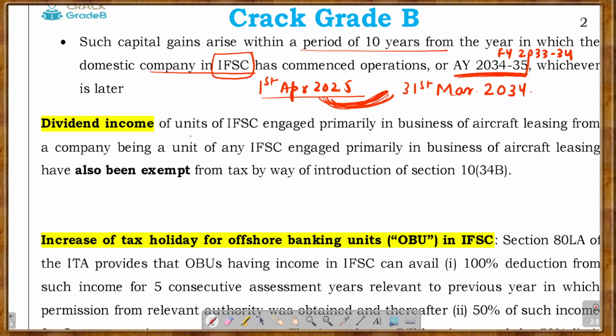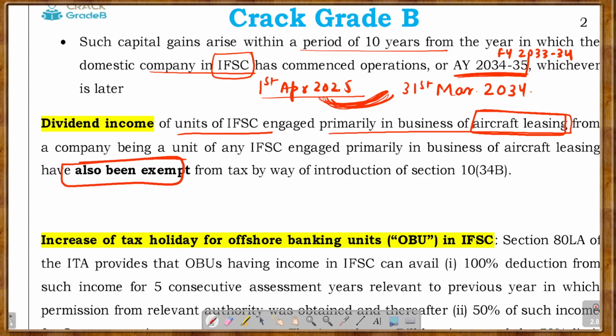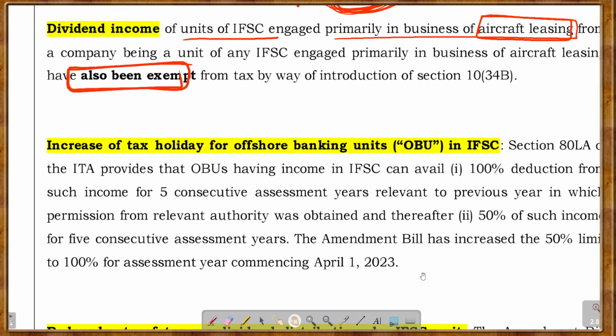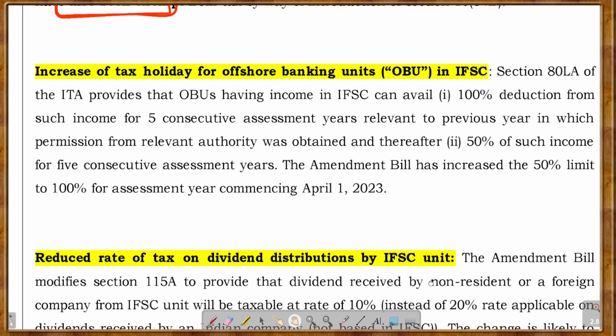Now dividend income of the units of IFSC which are engaged in the business of aircraft leasing, you are doing the business of aircraft leasing, you are distributing the dividend income, right? So it will also be exempt from tax, will not collect any tax. Now obviously this is going to give a boost for the business of aircraft leasing.